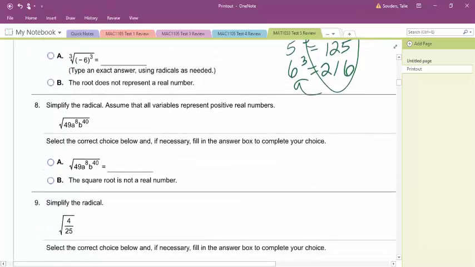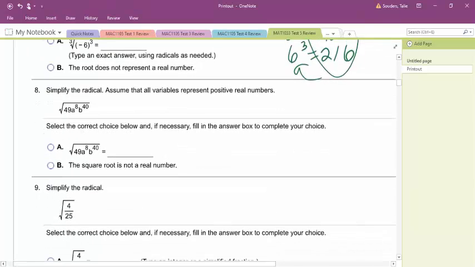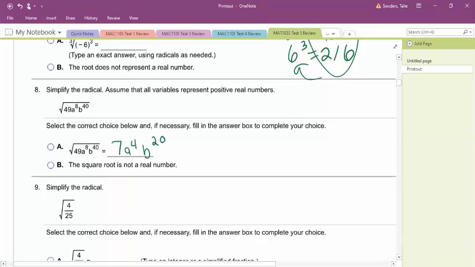Okay, so let's check out this one, number 8, square root of 49, a to the 8th power, b to the 40th power. So first, let's just do the number, then the a's, and then the b's. So what is the square root of 49? 7. Very good. And then how would you handle a to the 8th? A to the 4th. Very good. Divide the exponent by 2. Good. And then the square root of b to the 40th? B to the 20th. Awesome. Nice job, guys.